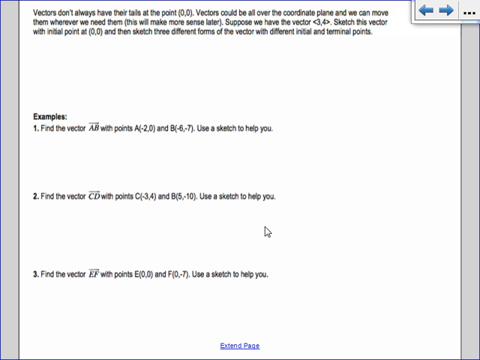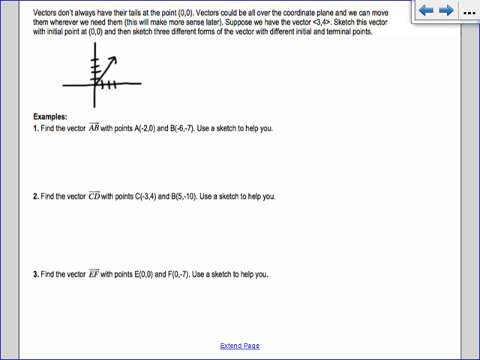All right, so the next thing we have, so it says vectors don't always have their tails at the point 0, 0. So vectors can be all over the coordinate plane, and we can move them to wherever we really need them. Okay, this will make more sense when we talk about the airplanes and so on. So suppose we have the vector 3, 4. Okay, the most basic version of it does start at 0, 0, and it goes up to the point 3, 4.